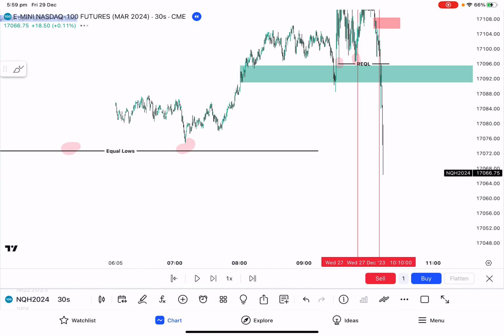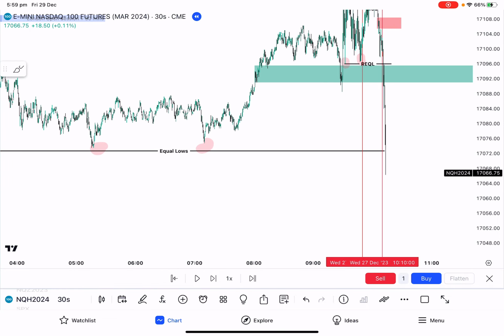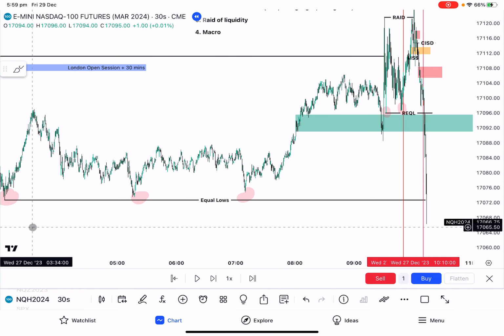Notice what price does. It actually takes out these relative equal lows. And how quickly it takes it out is called a low resistance liquidity run, because of the fact that there are relative equal lows. And it illustrates the point perfectly, right?